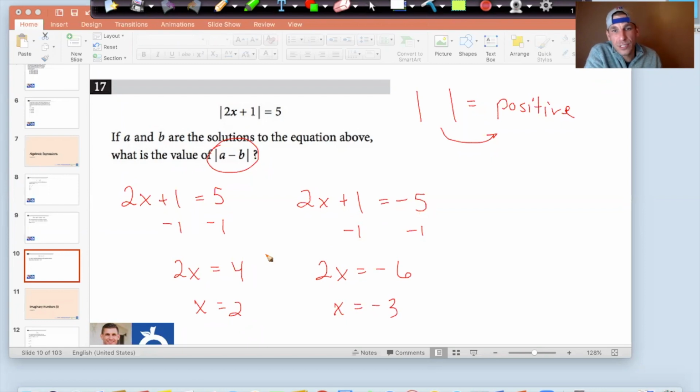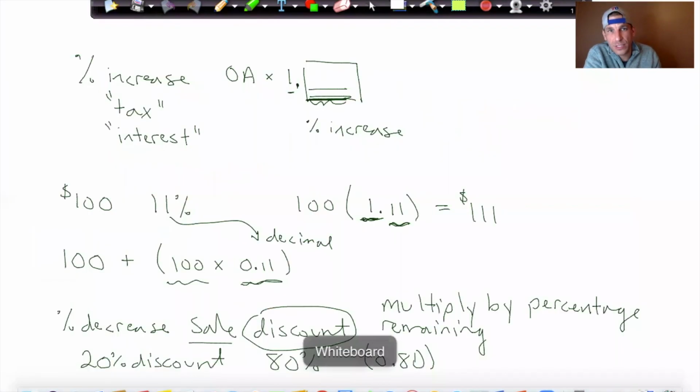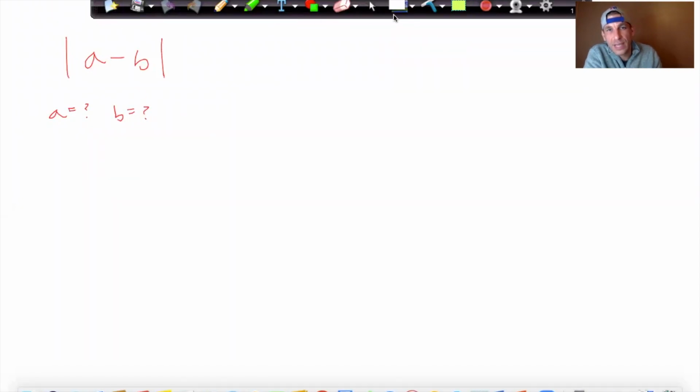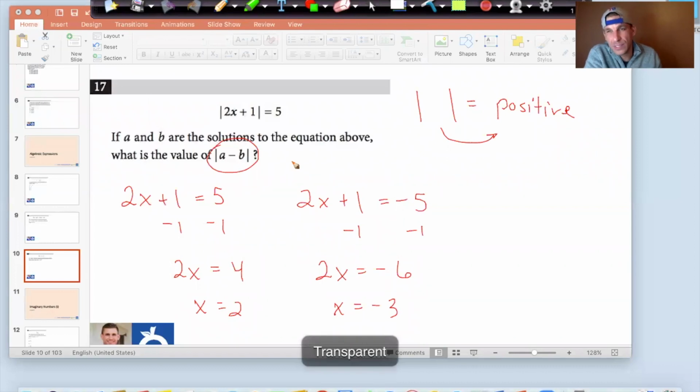Now, because you don't know which one is A and you don't know which one is B, right? The question is, how would you plug these in? How would you go about doing this? Because you have an A minus B and you don't know which one is A and you technically don't know which one is B. The SAT is doing this on purpose, okay?